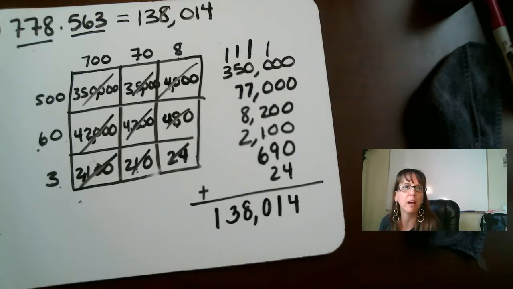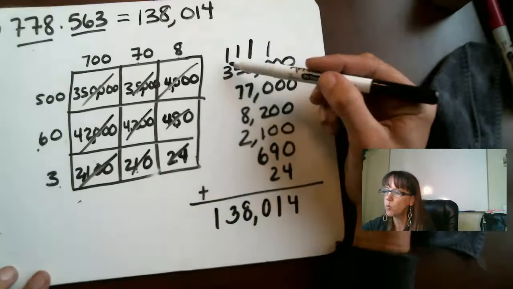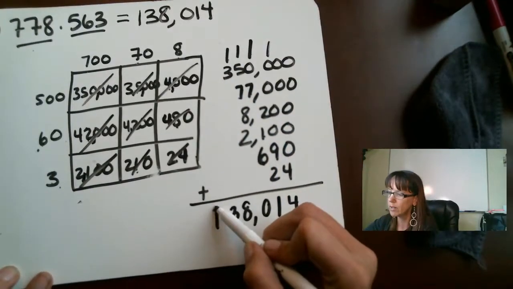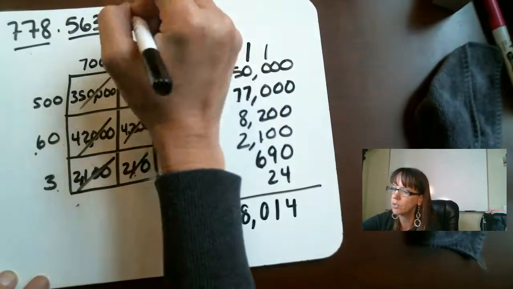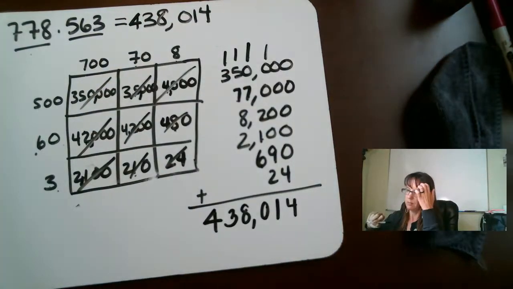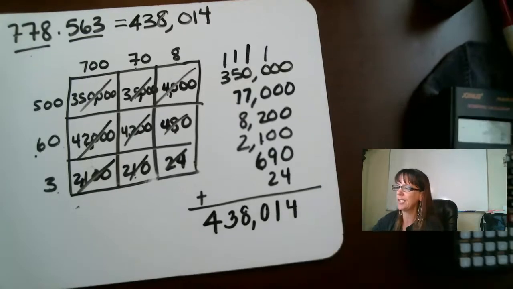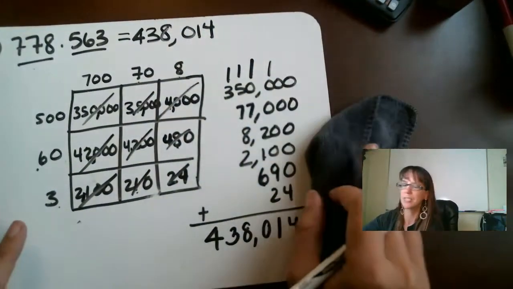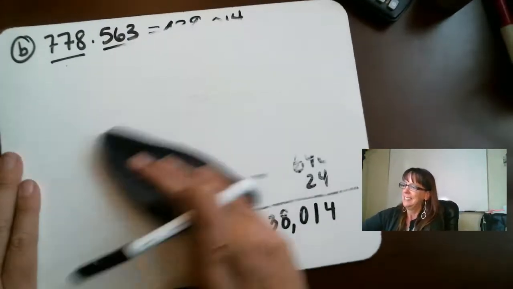Oh my gosh, you guys, I made a mistake. This is why I always double check. What's 1 plus 3? It's not 100, it's 4. So it's 438,000. Oh, the rest of it is right. Sorry about that. Okay, so 438,000. All right, that was B. This is why I double check while I'm working.